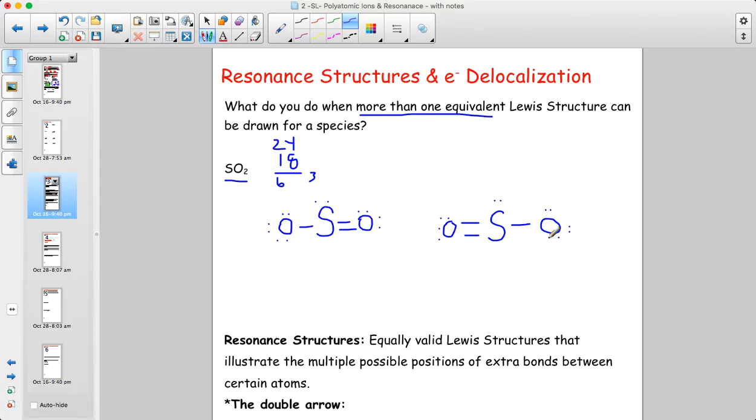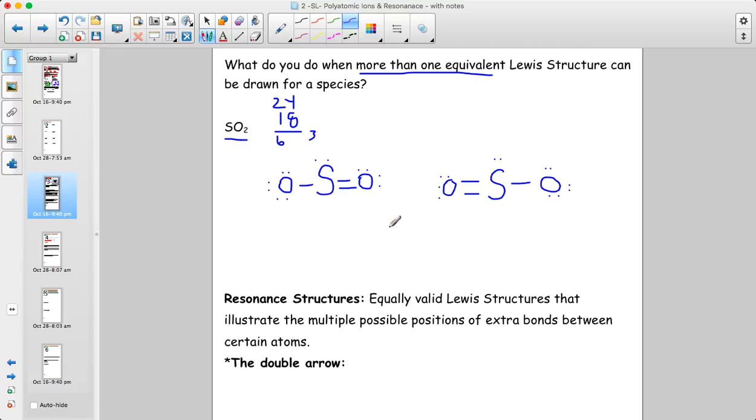All right, now, when you have these 2 equivalent Lewis structures that are possible, and you draw them both, they're known as resonance structures. So resonance structures are equally valid Lewis structures that illustrate the multiple possible positions for these extra bonds between certain atoms. So this extra bond is really the bond that can have more than one position. The single bonds are set in stone. You have to connect the oxygens to the sulfur if it's going to be an SO2 molecule.